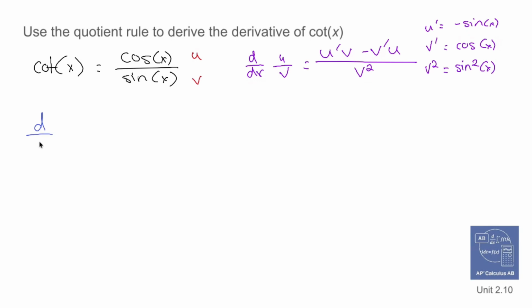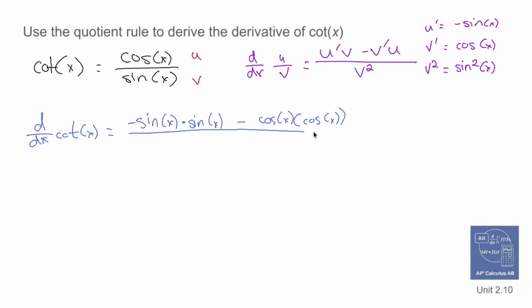The derivative of cotangent x is going to be u prime v, so negative sine x times v, which is regular sine x, minus v prime u, so minus cos x times u, which is cosine, all over v squared, which is sine squared x, like so.